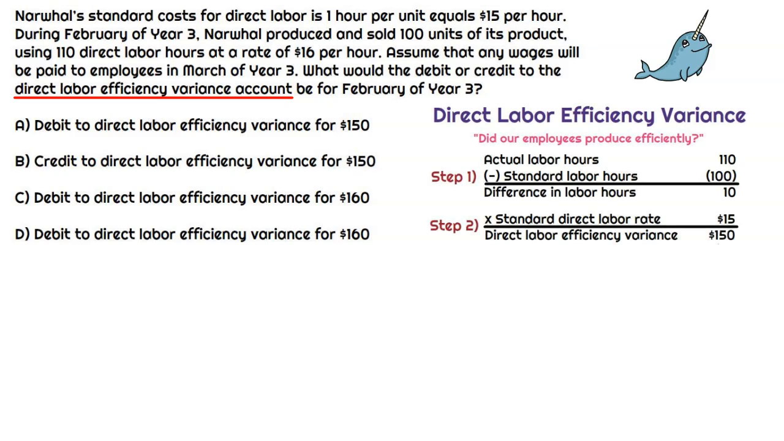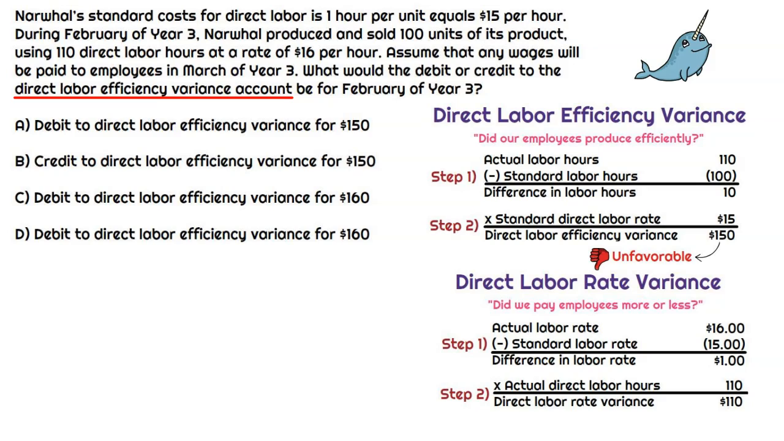So starting with the direct labor efficiency variance, we can see in our two-step approach, the first thing we do is take actual labor hours, which it says was 110 hours, subtract the standard labor hours, which would have been 100 units at 1 unit per hour, so that's 100 hours. So that means the difference in labor hours is 10 hours. And then we multiply by that standard direct labor rate of $15 per hour. That gives us a direct labor efficiency variance of 150. Now it's going to be unfavorable since we incurred more labor hours than what the standard was. So keep that in mind.